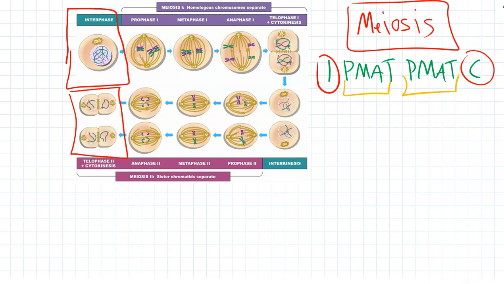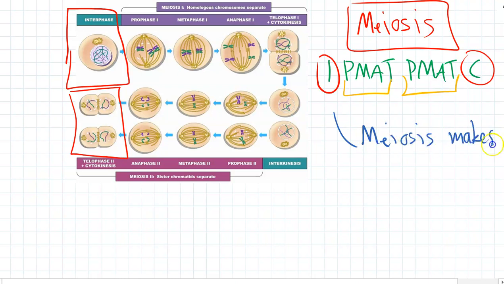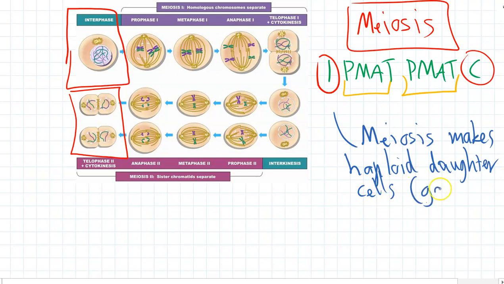And the reason for that, remember, is that the goal of meiosis is to make haploid daughter cells, which are called gametes. And then when those gametes fuse together during reproduction, that's what gives us a diploid cell that grows into a new offspring.